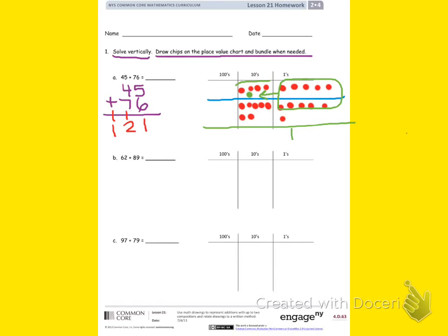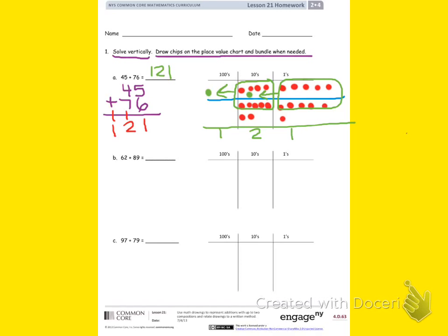So here's 4, 5, and 5 more makes 10. I'll move that over to the hundreds place, because 10 tens is one group of 100. Now I can see that there are 2 groups of 10 that are not circled. I'll write that number 2 there. And one group of 100 plus no other groups makes one group of 100. So my sum, 45 plus 76, is 121.